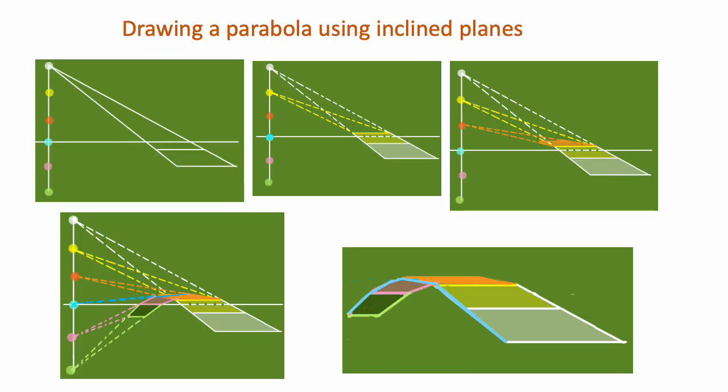Another way to draw parabolas is using inclined planes. So start with a line that is divided into equal units, and then draw rectangles that converge toward each unit. For example, this white rectangle converges toward this top dot, and the yellow rectangle converges toward the dot below that. And you keep on going until you get a curve that looks like this.